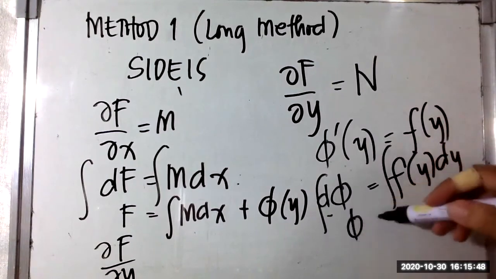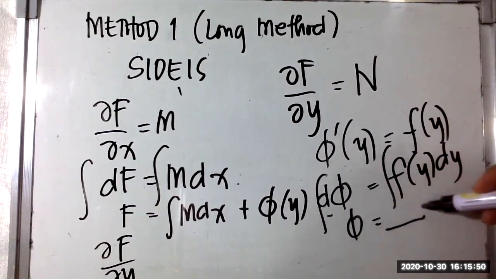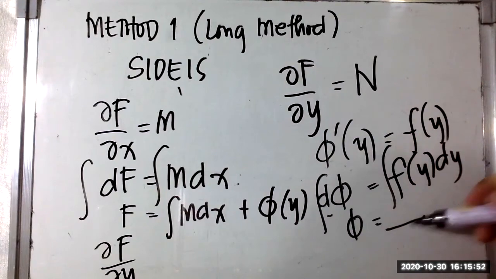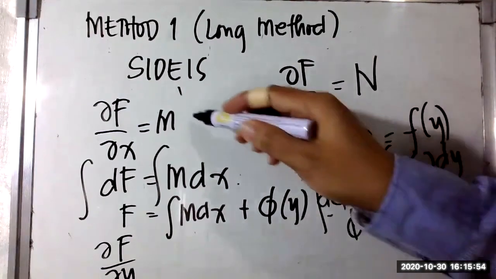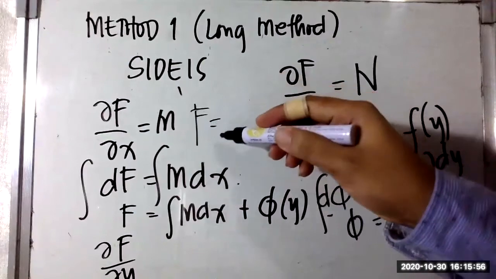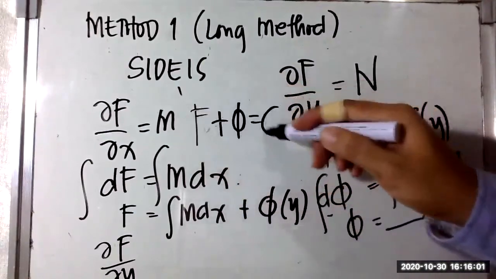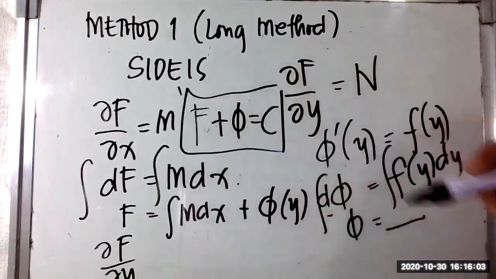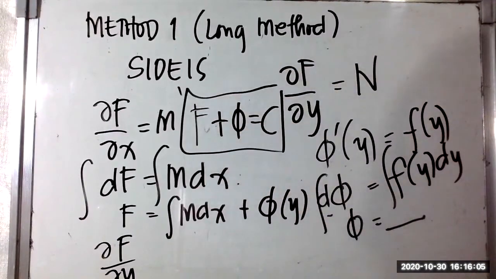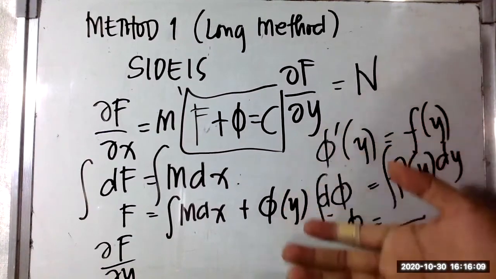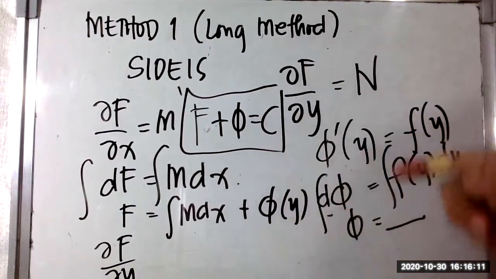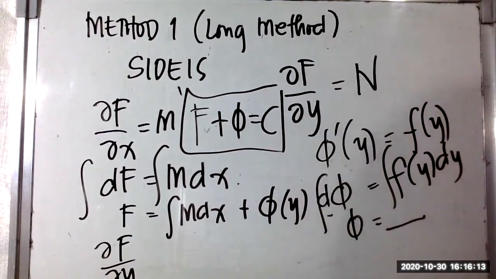And we will determine the value of phi, which is a function of y. And the solution, f plus phi equal to c, is a solution to our differential equation, which is an exact equation. We will be clarified by these steps later once we have started solving a first order DE.